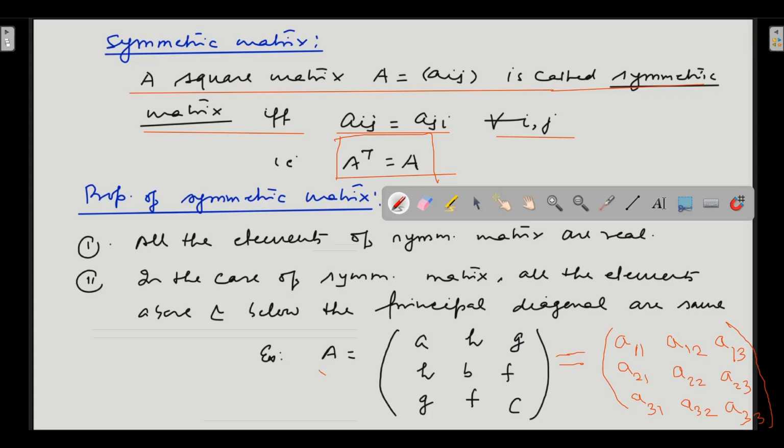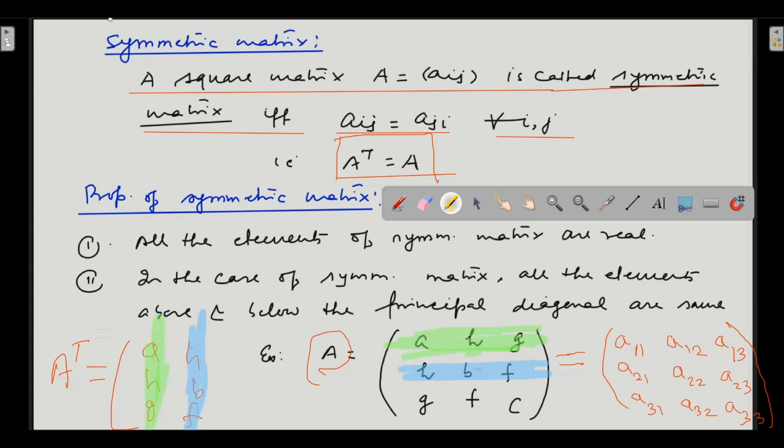Now let us have a look at this A matrix and its first row. If we want to find the transpose, the first row will become the first column. Let me mark it with green color so that you can understand. The second row becomes the second column: H, B, F. I am interchanging the rows and columns. I am simply finding the transpose.